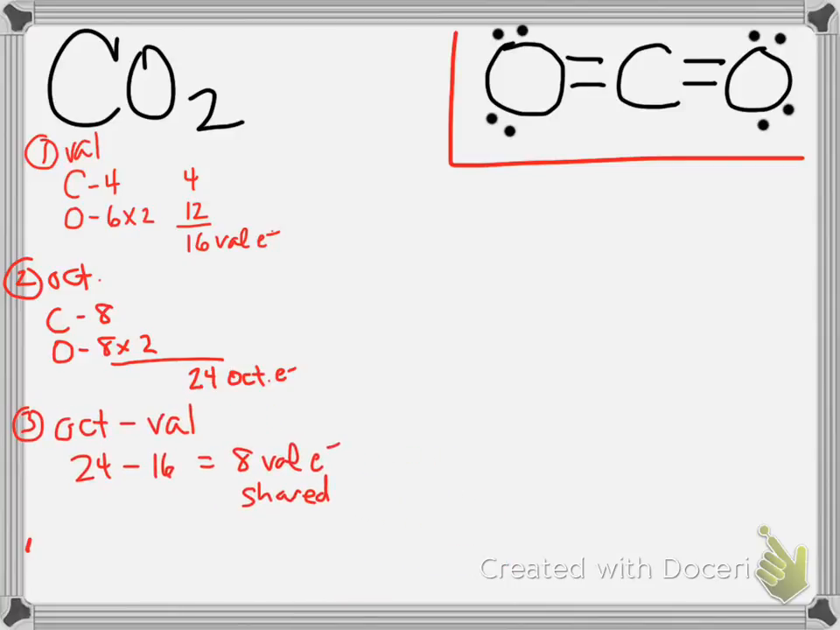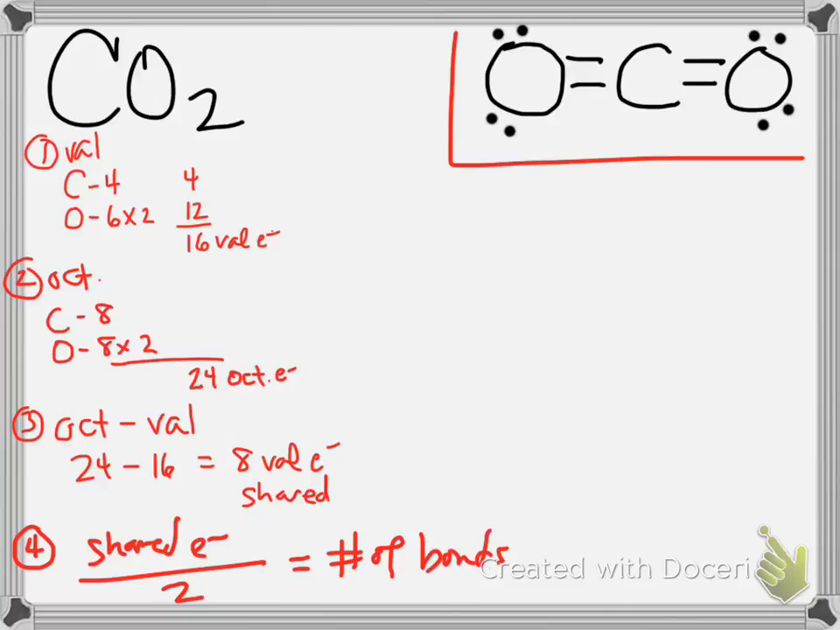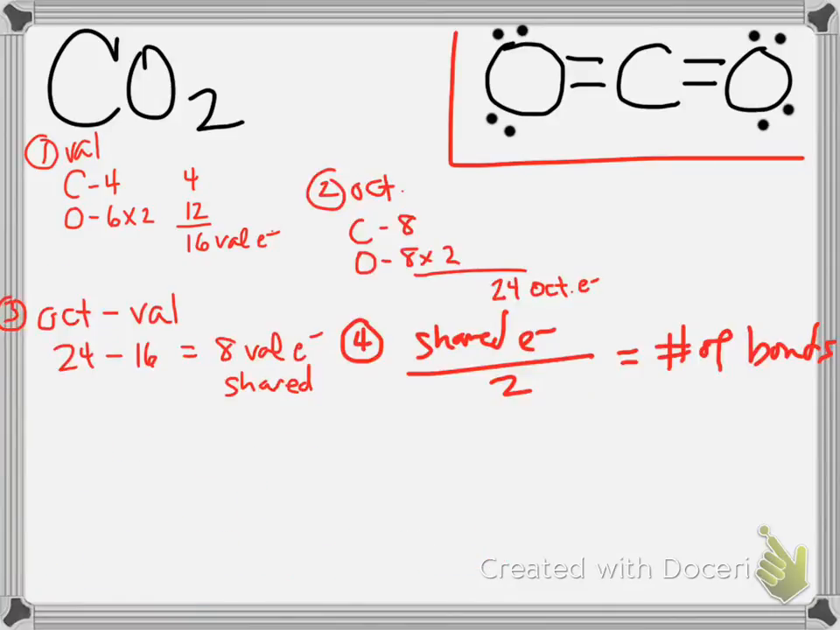Eight valence electrons will be shared. And step 4 is, how many bonds is that? Well, that's easy. A bond is comprised of how many electrons? 2. So if we take the shared electrons and divide by 2, that equals the number of bonds. In this case, we have 8 valence electrons divided by 2. We have 4 bonds that we're expecting.